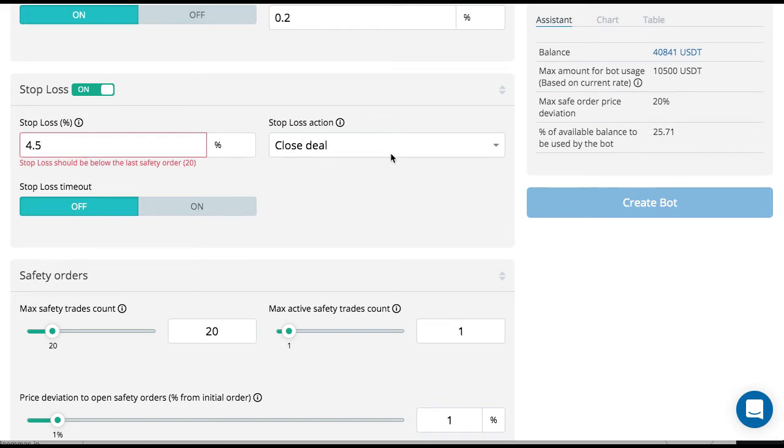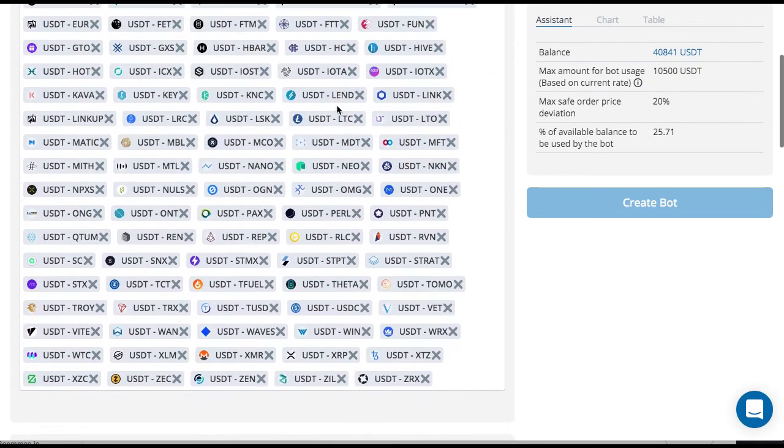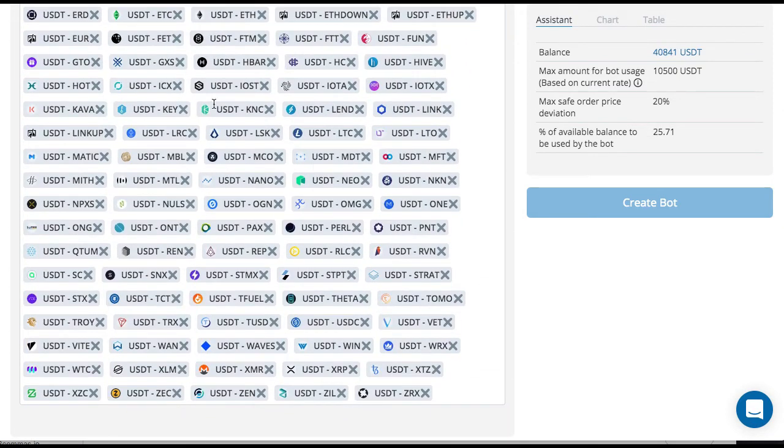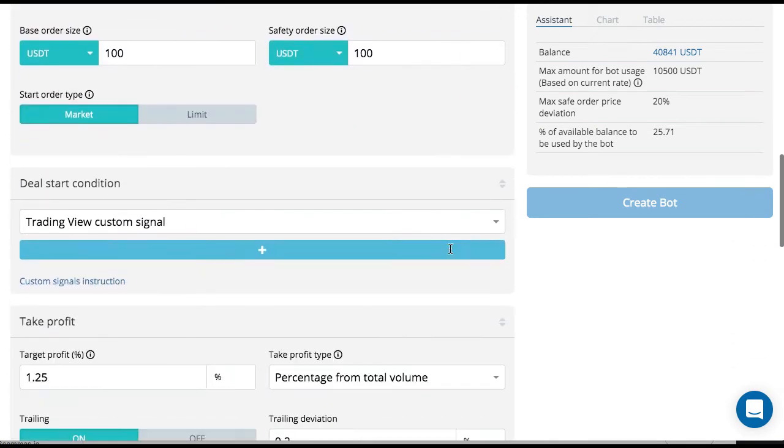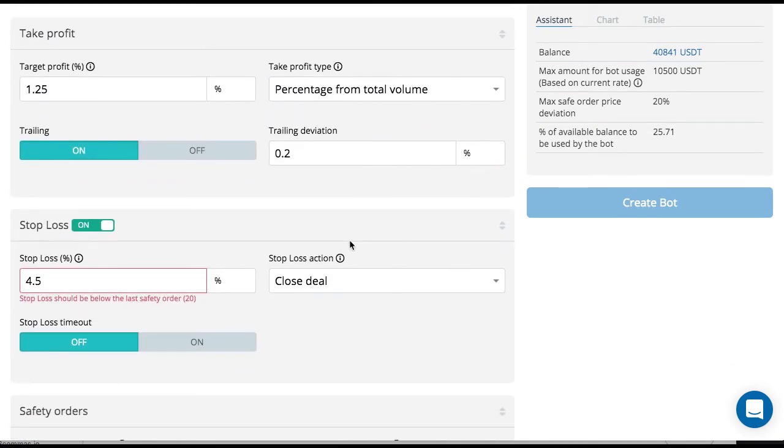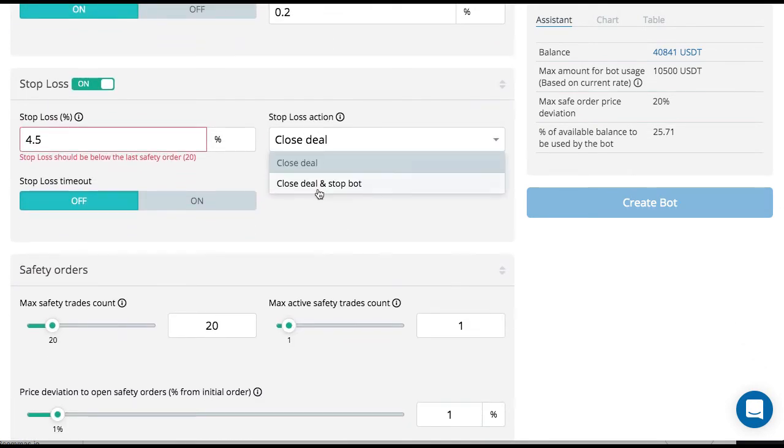So stop loss action, this just means if I hit my stop loss, do I want to close the deal or do I want to close the deal and stop the bot? Now, you may think that in certain market conditions, you want this bot to automatically stop. But what you have to consider is that if it does, then any other signals that come in for any other coins here are not going to get processed because you have effectively told 3commas, don't trade this bot anymore until I turn it back on.